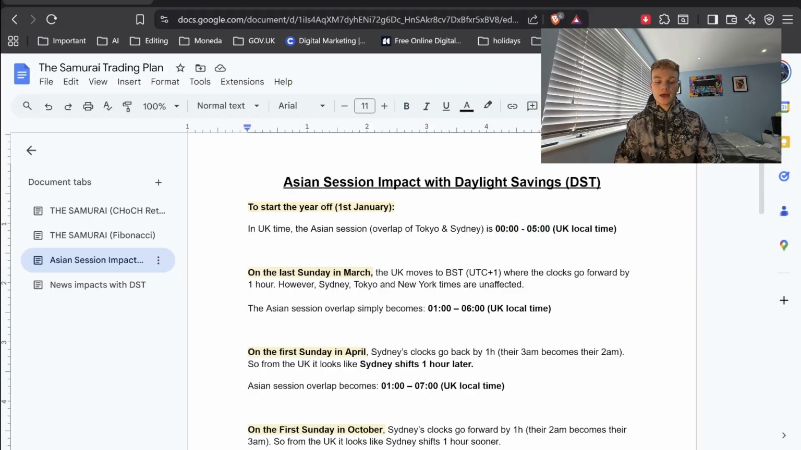So just flicking back onto the daylight savings impacts that we have here, as you can see, midnight till 5 AM is going to be my Asian session time. So if I'm using an indicator, then I'd want to adjust my indicator times for January 1st to midnight till 5 AM UK London time, as long as I'm running my TradingView in UTC London. Once I've got that, I can then trade all the way through January, February, and also through March until the end of March.